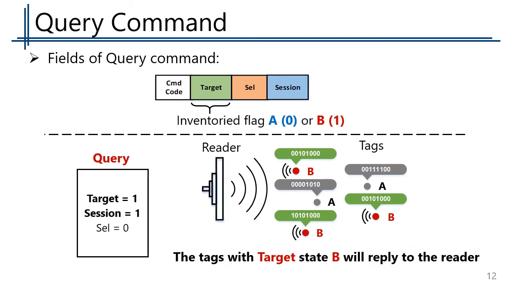The third function is the query command. By using this command, we can let tags with state A or B reply to the reader. The query command has 3 fields. The field session means which session is to be used. The field target determines which tags will respond, where 0 means state A and 1 means state B. In this example, all tags with flag B in session 1 will reply to the reader.